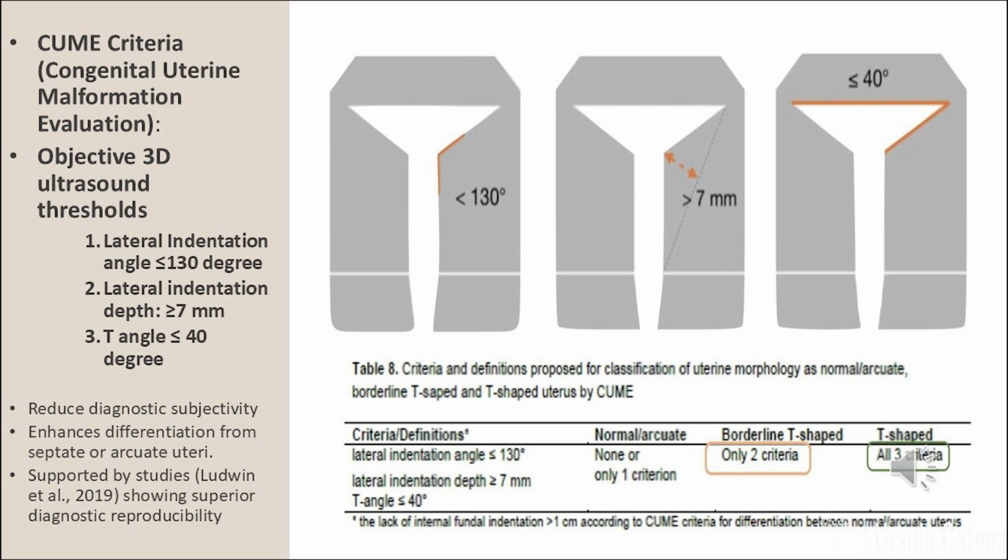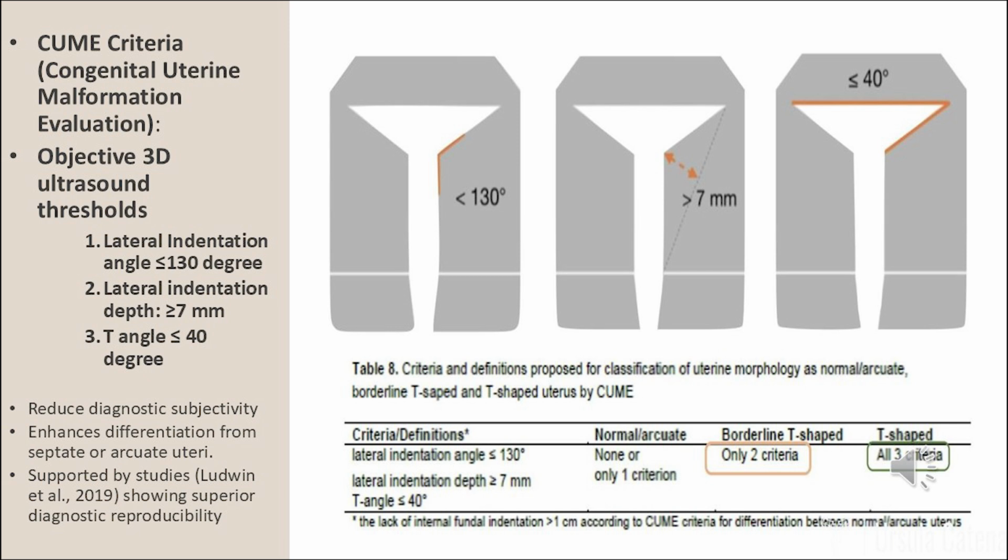This angle is calculated by drawing a line from the lateralmost indentation to the internal os as well as the tubal ostia and measuring the angle formed by this indentation. If the angle was less than 130 degrees, it was considered as positive. Next is the lateral indentation depth. A line is drawn from the ostia to the internal os and the projection in the lateral wall is measured. If the projection was more than 7 millimeters, it was considered a positive finding.